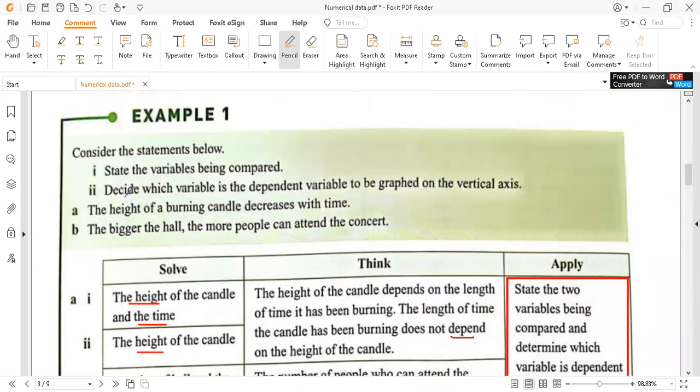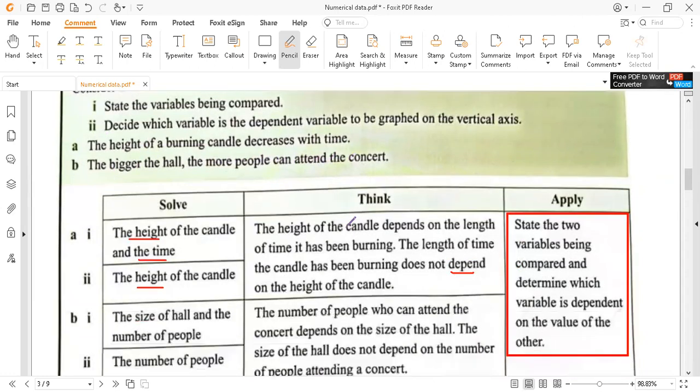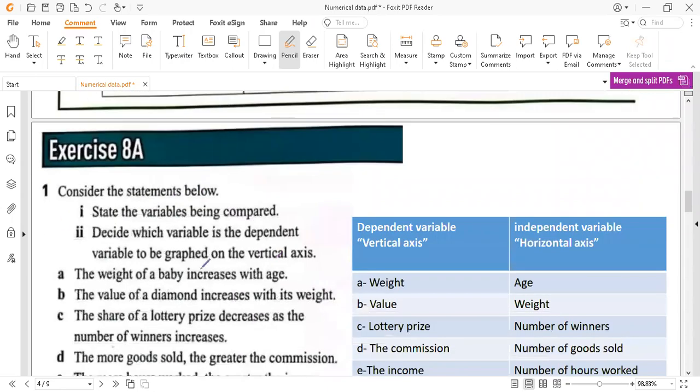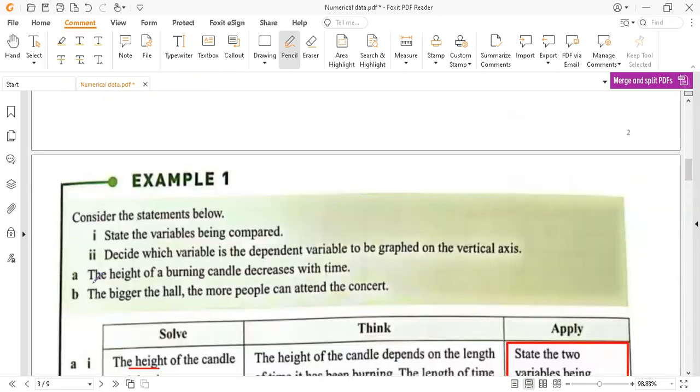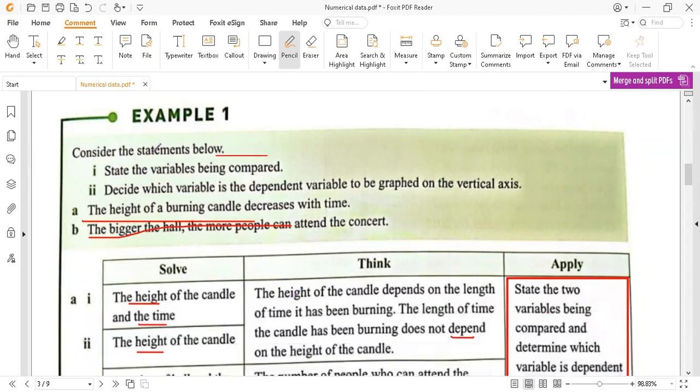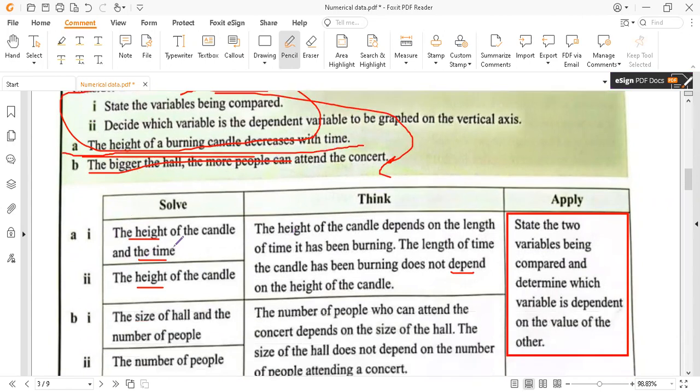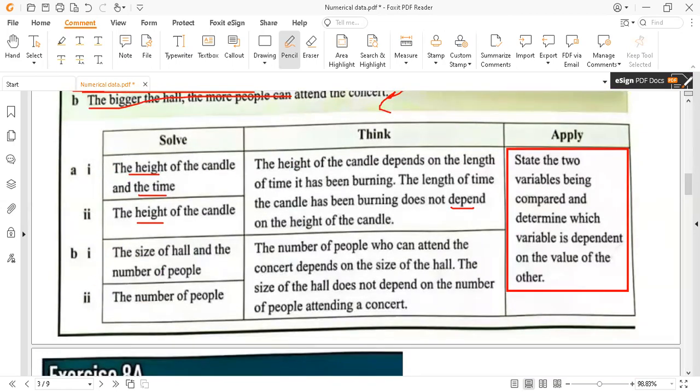So we should decide which variable is dependent. Good. The height of a burning candle decreases with time. Yes, of course. And the bigger the hall, the more people can attend the concert in part B. Okay. Let's move on. These are two different examples, so these questions are to be answered for these two examples. I answered the first example, and the second is given in detail here.